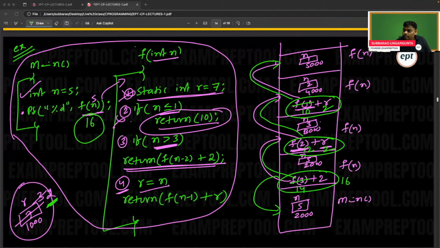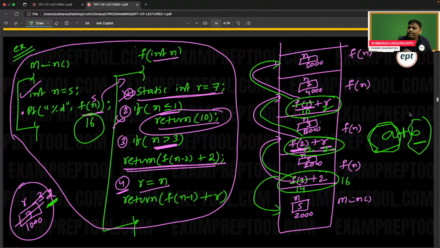Remember, see this one. A plus B. This is the mistake people will make. A plus B. Remember, without left, you cannot go to right. Left means first person. Without the first person, you cannot go to the second person. First person over, then second person. When the first person is over, then only I will go to second.